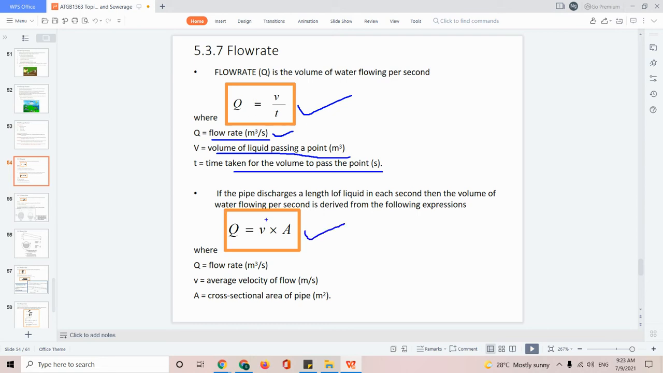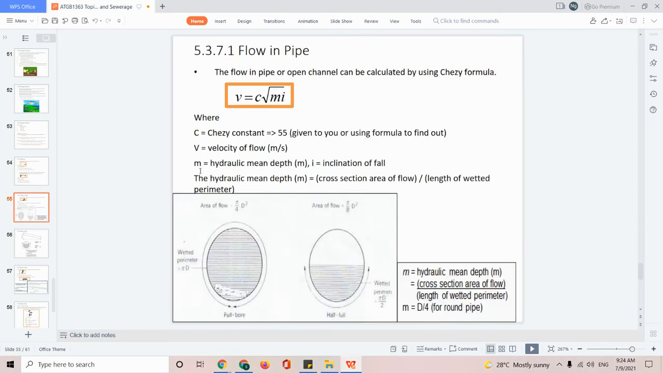And then this is another important formula, which is Q equals VA. So what is our discharge rate? It's also equal to our velocity times the pipe area. Okay, we have this Chezy formula, which is the flow formula for calculating our sewage flow in a pipe or an open channel.